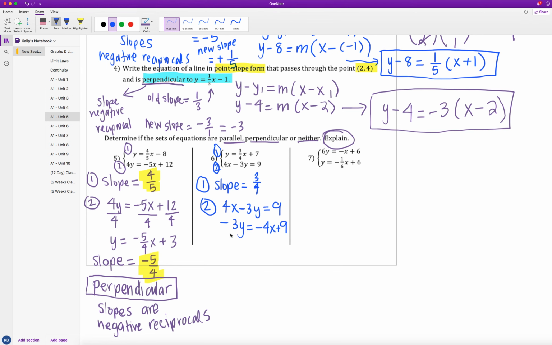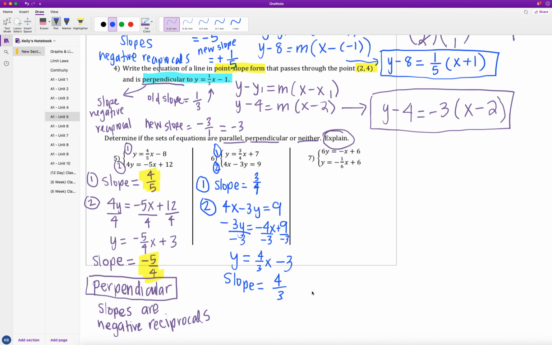From here, the last thing to do is divide through by negative 3, which means I need to divide every single piece through by negative 3. So I end up with y equals positive 4 over 3 times x minus 3. And it's positive because of the two negatives. Now from here, we can find our slope in our second line, and that slope would be positive 4 over 3.